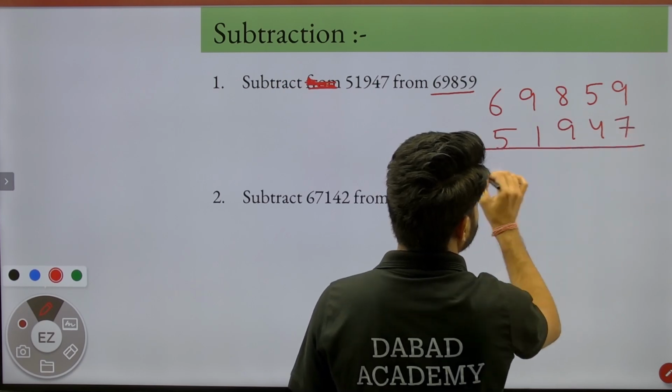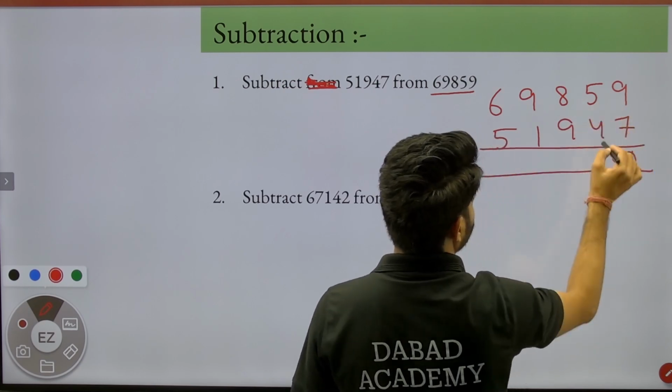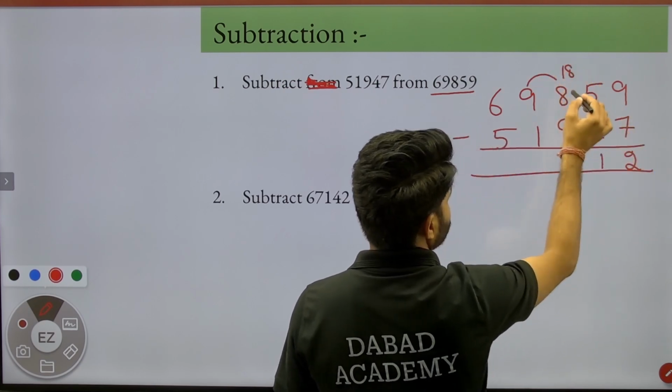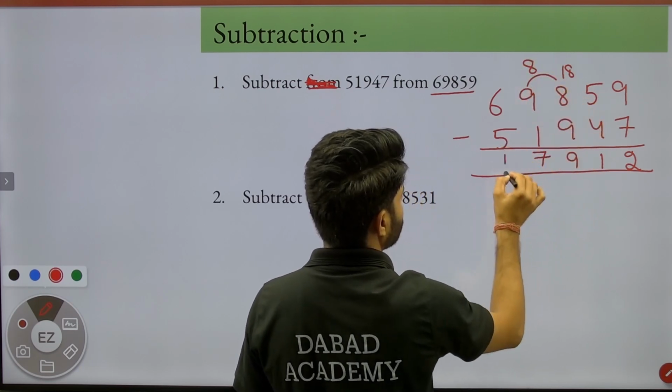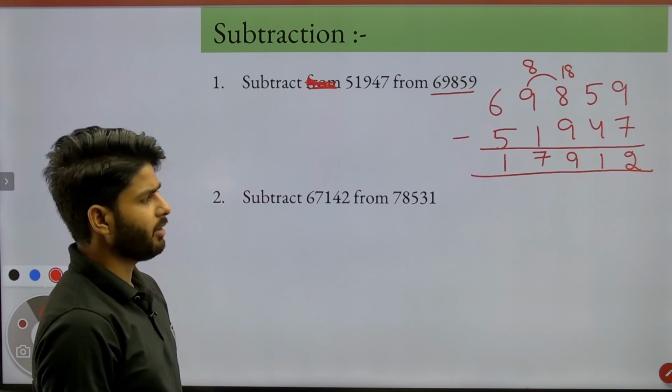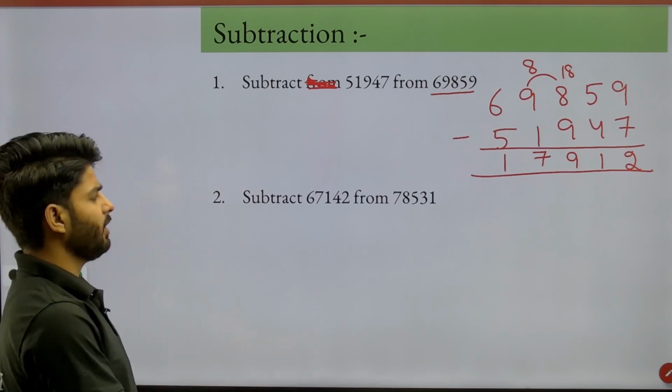When we subtract 7 from 9, we get 2. 5 में से 4 गया, 1. It takes carry, that is 18. 18 में से 9 गया तो 9. Here is 8. 8 में से 1 गया तो 7. That is 6 में से 1 subtract करेंगे, that is 1. That is 17,912.